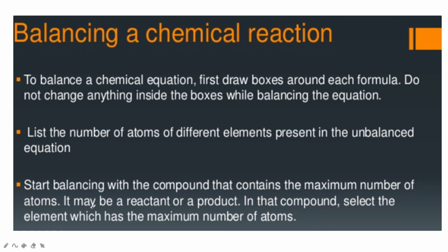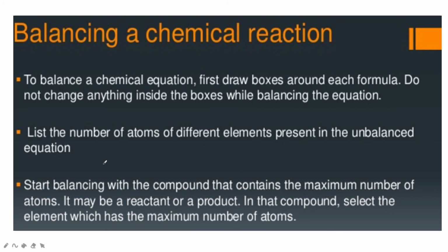Now see how to balance a chemical equation. To balance a chemical equation, first draw boxes around each formula. Do not change anything inside the box while balancing the equation. If N2 is given, you need not change that to N5 in the product part. That is against the law of conservation of mass. That's why we have to follow that law completely and clearly.